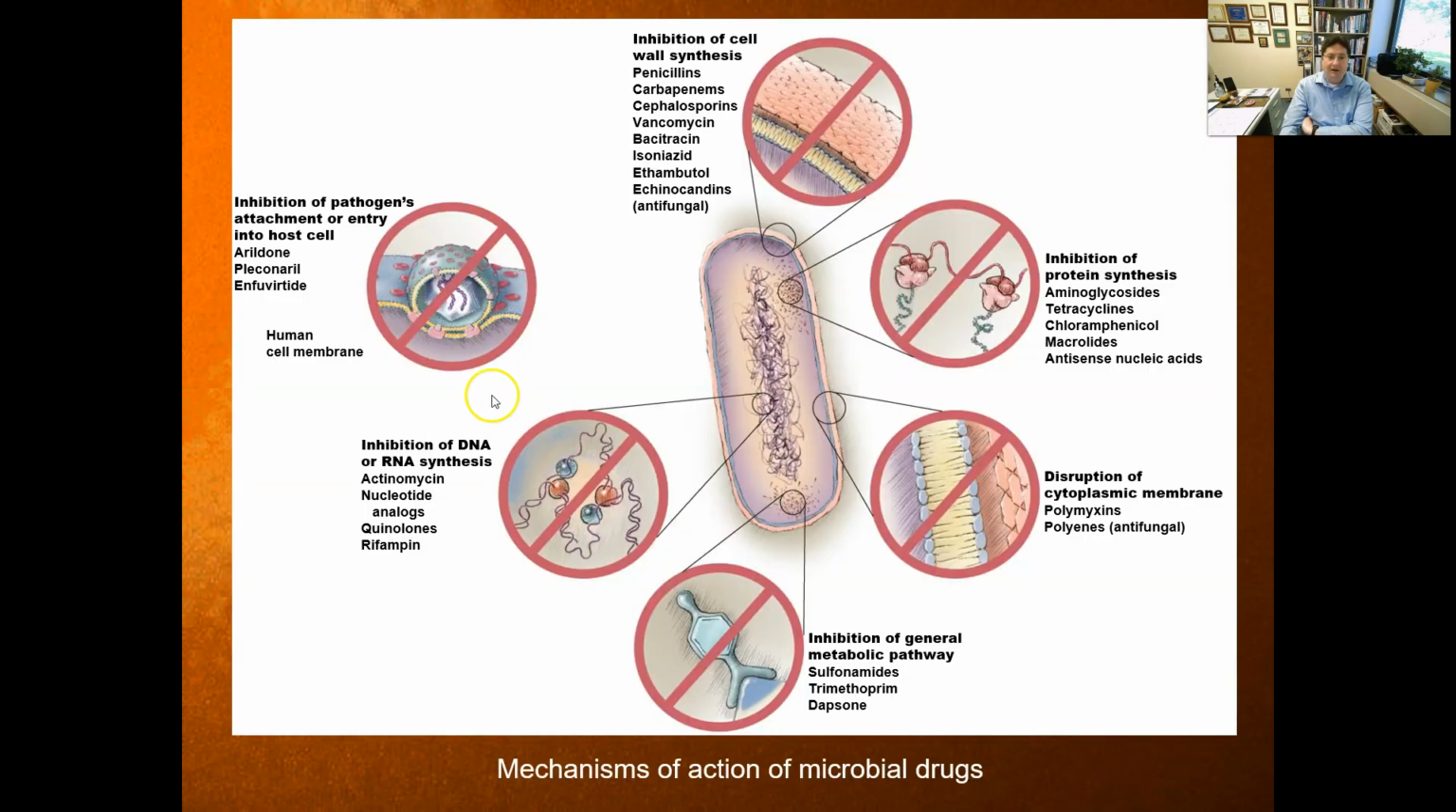So you can see here, we might inhibit the pathogen's attachment or entry. Here are some drugs that work that way. We can inhibit DNA or RNA synthesis. Here are some others that do that. Inhibit metabolism. Disrupt the plasma membrane. Inhibit protein synthesis, slow that down. And inhibit the cell wall or work against the cell wall. So these are all ways that we can target a particular microbe.